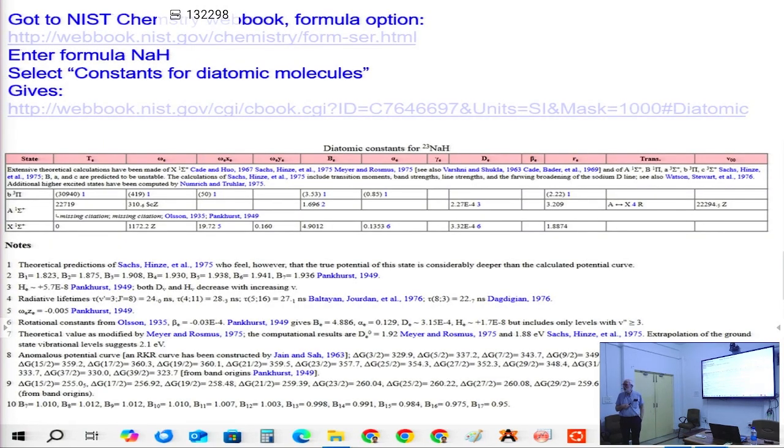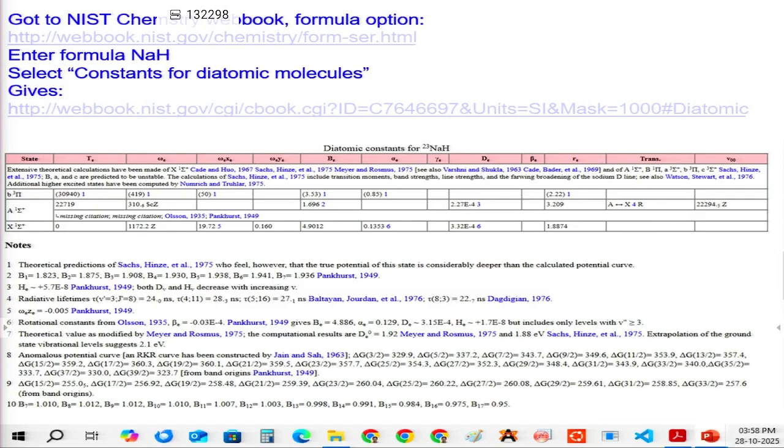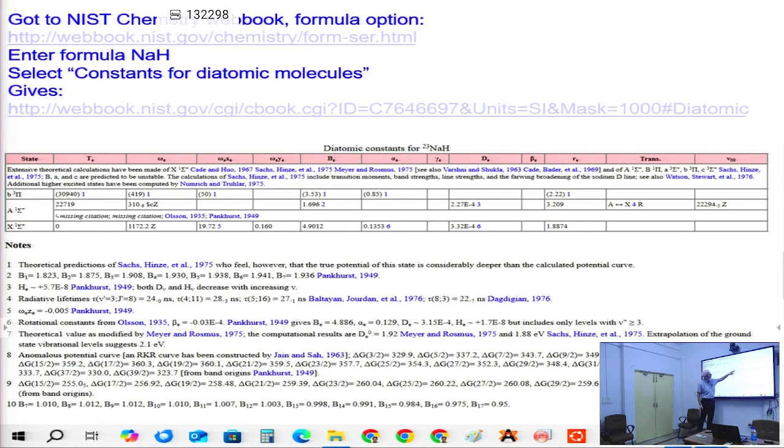And I don't know whether you can read that in the back of the room. Probably not. I hadn't thought of that when I put this up. Can I point to it? No. So it's a list of constants, of which B and D are the two rotational constants here. And if you look here, this is the ground state of sodium hydride, and the rotational constant in wave numbers is 0.135 cm^-1. The distortion constant is 3 times 10 to the minus 4, so it's 3 orders of magnitude less. So it's quite small.